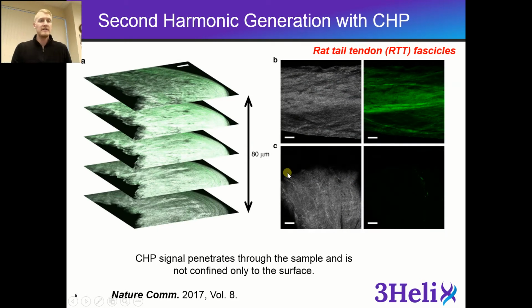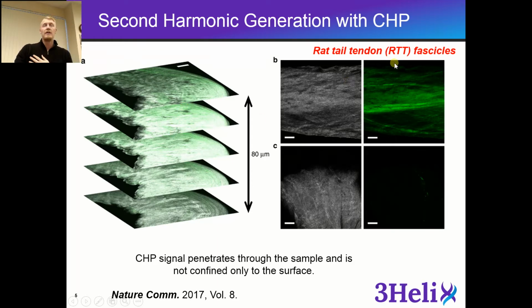And to show that this CHP intensity was not just surface level, like only on top of the fascicles and the tendons, we actually did second harmonic generation imaging, and we compared it with 2 photon excitation fluorescence. So if you take a look at panel A, we did Z stacking, and you can see that there is a fluorescence signal all the way through up to 80 microns thick.